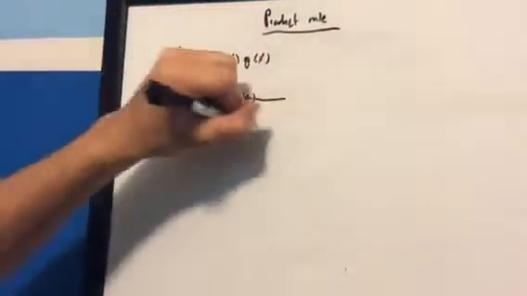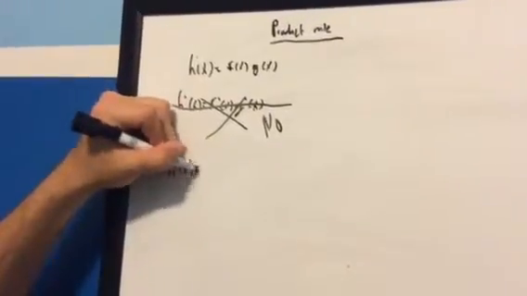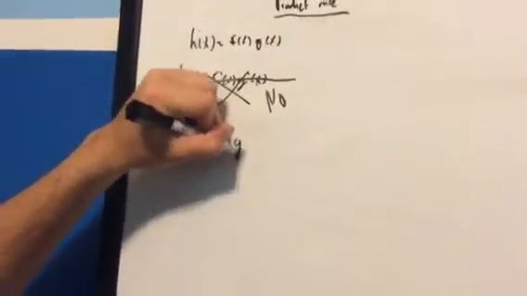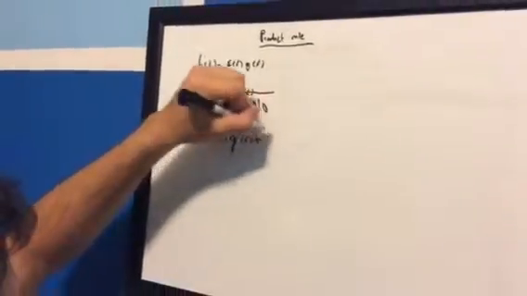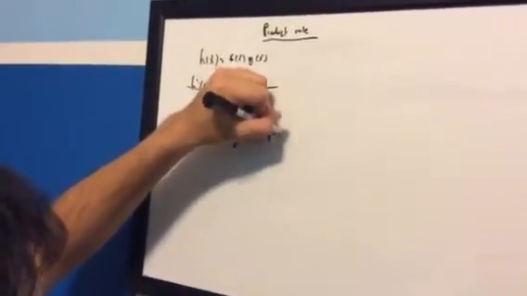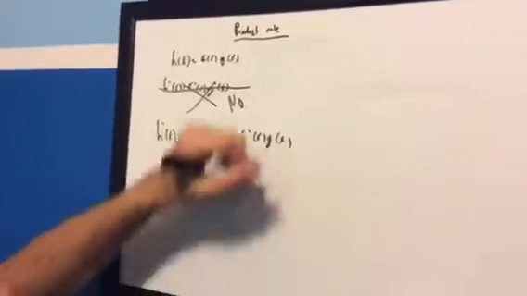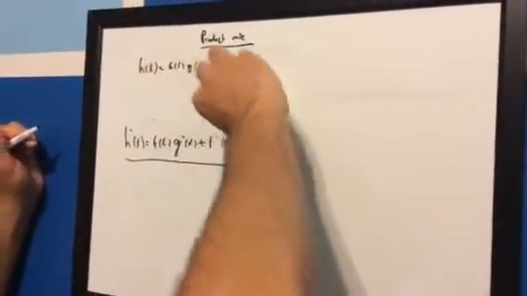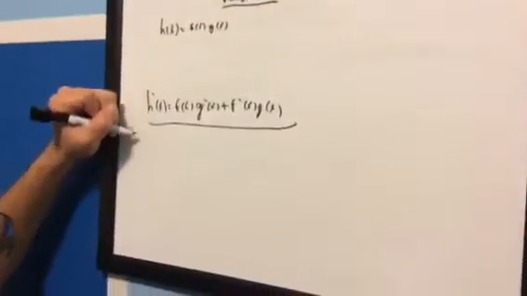No. No. The correct way to actually write this is the derivative of h of x is equal to f of x times the derivative of g of x plus the derivative of f of x times g of x. This is the product rule. Let's apply this to problems.